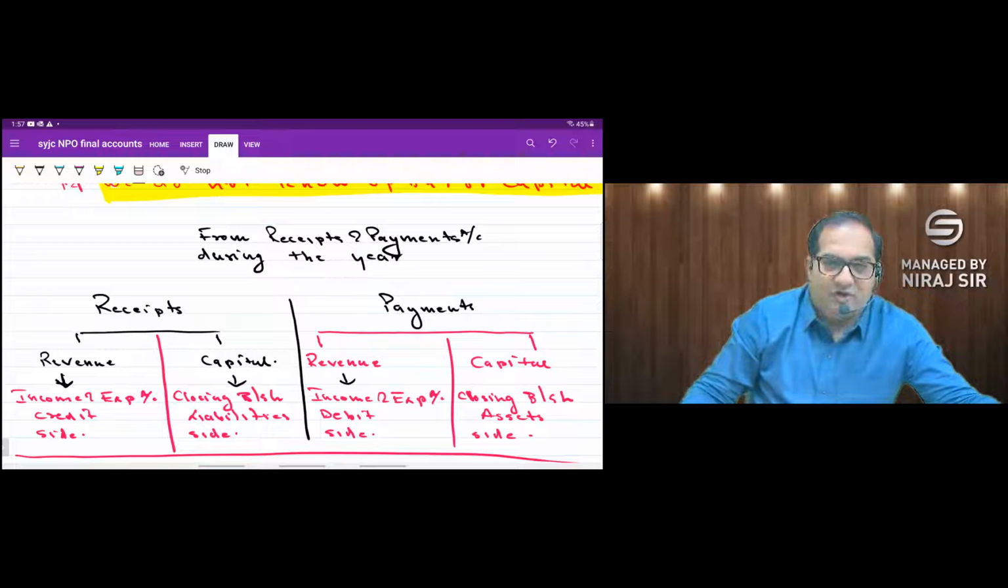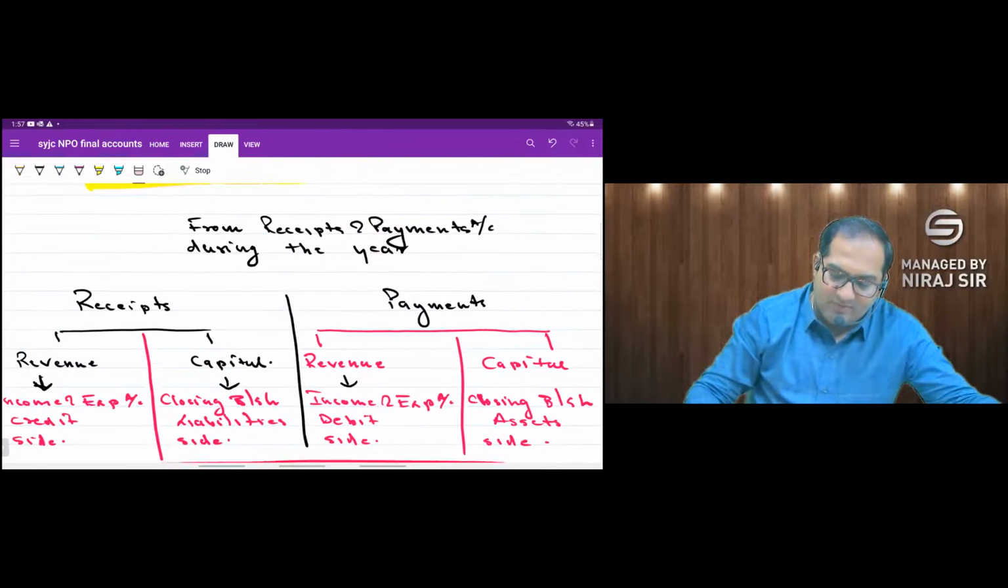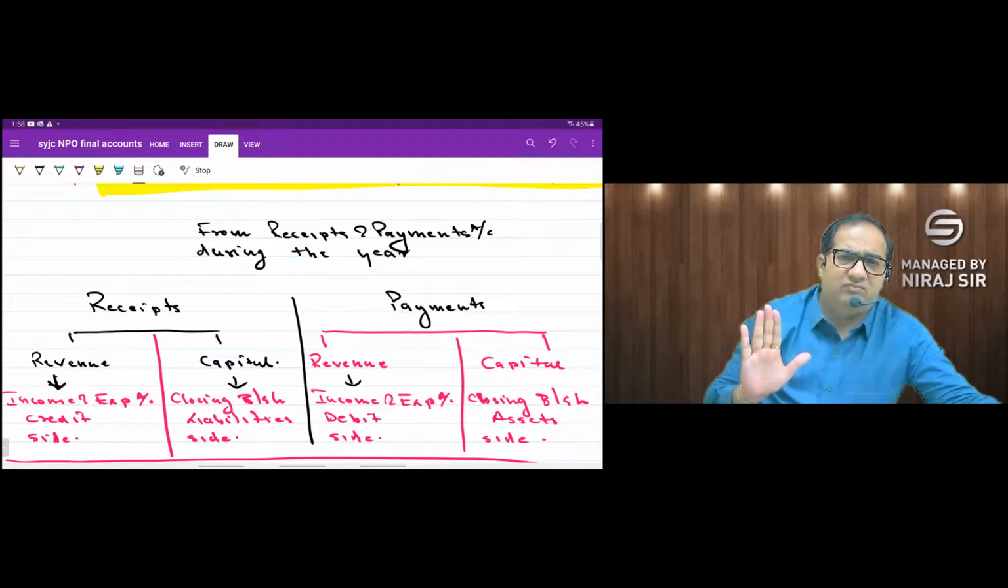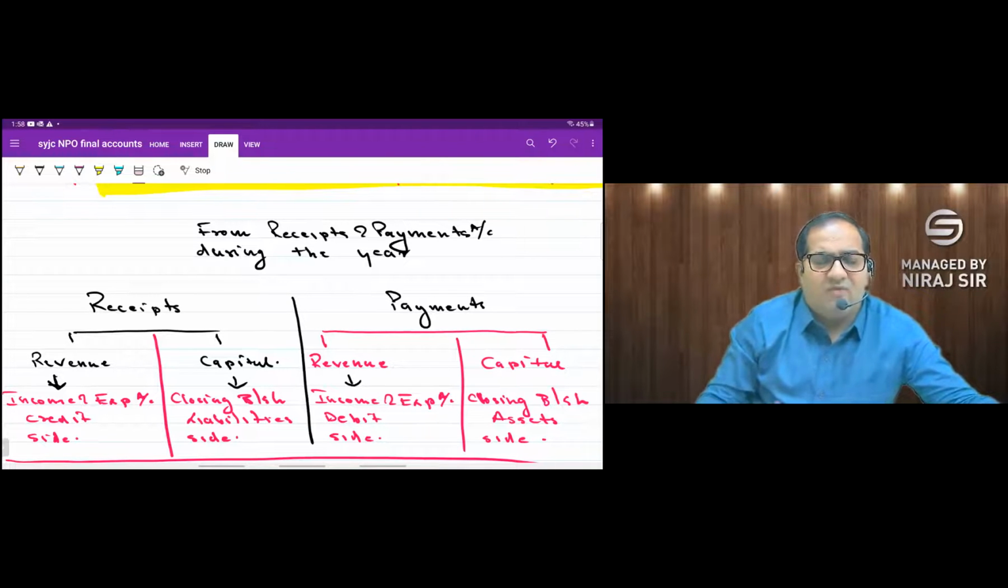Many times, unfortunately, in your textbook also they write receipts and payments account for the year. So please don't misunderstand. This is not receipts and payments account for the year, but this is always a receipts and payments account prepared during the year, that is from the first day up to the last. So honestly speaking, what is a receipts and payments account? It's a combined cash flow. Once you have received the amount during the year, it has to come on the receipt side. And once you have paid the amount during the year, it has to come on the payment side.